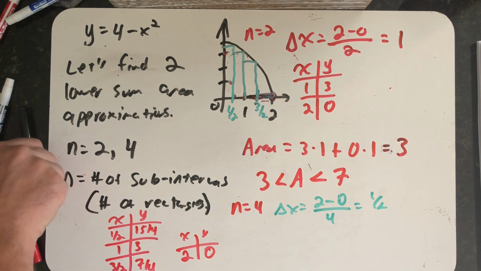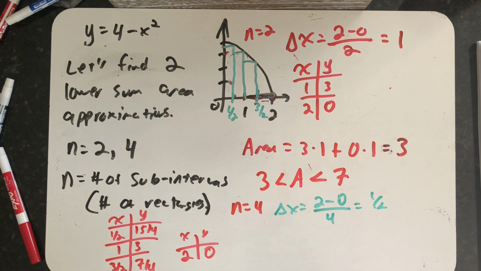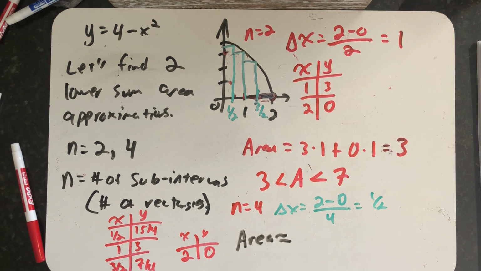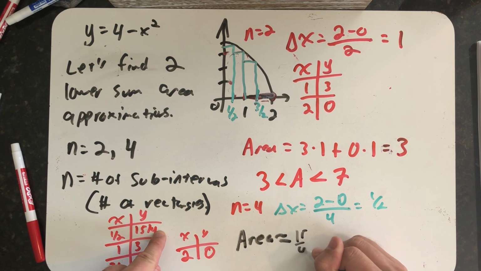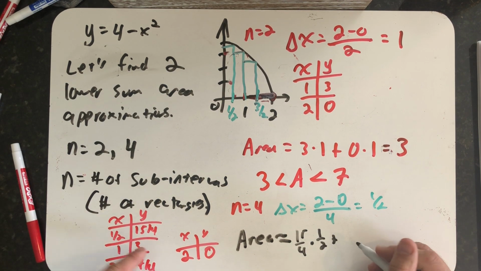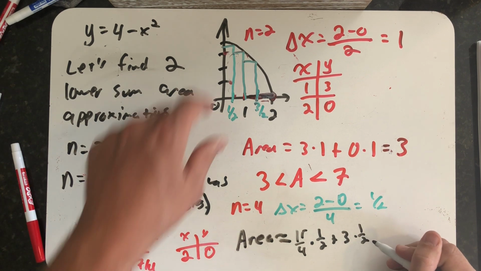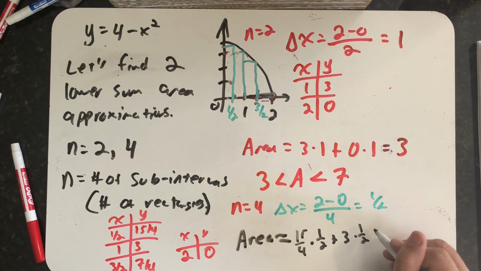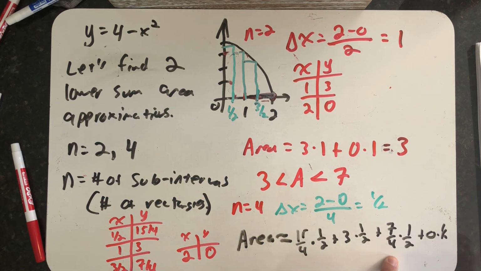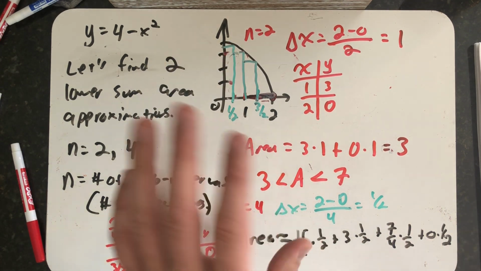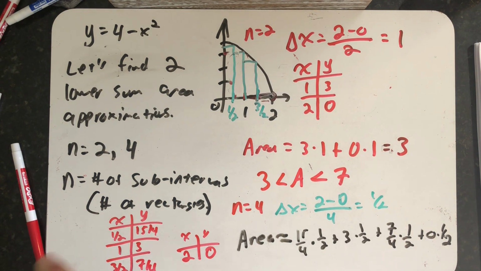Even though I know it's equal to 0, I want to think about that rectangle when I write out my calculation. So this would tell me the area is approximately 15/4 times 1/2 plus 3 times 1/2, right? Because length times width, plus 7/4 times 1/2 plus 0 times 1/2. And then I see 1, 2, 3, 4 rectangles, right? Even though that last one's kind of not really a rectangle.